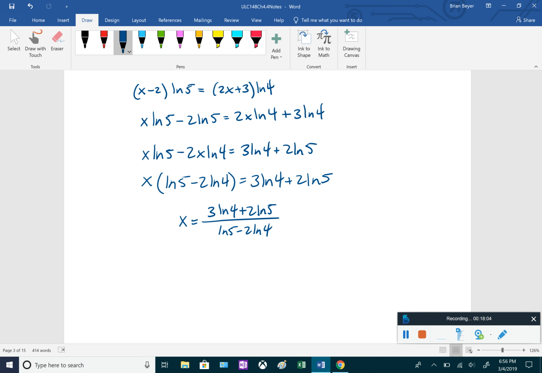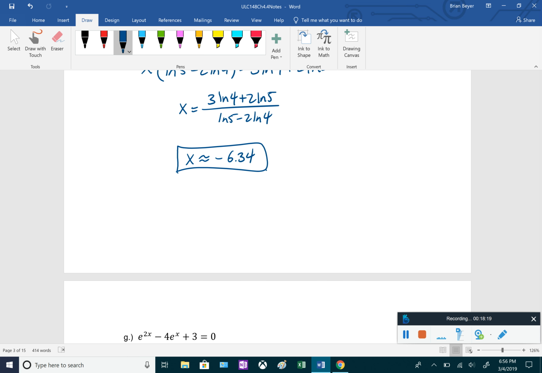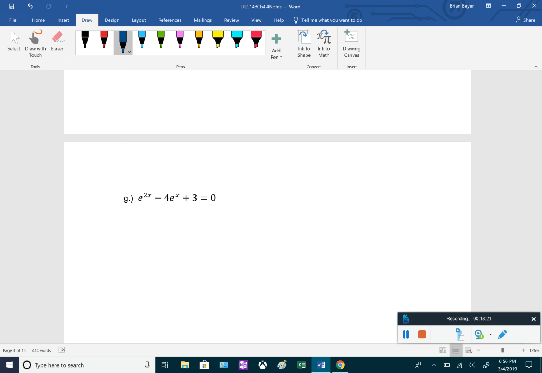Okay, so we didn't approximate this whole time. That's the exact answer. Plugging it in the calculator and rounding just so we get an idea of what it is, it's negative 6.34 approximately. Okay, so let's do one more of the exponential equations, and this one's going to be pretty different from the other ones.